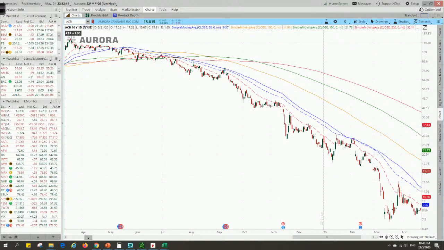Every time it reaches near the 50 SMA, short it down. Reaches 50, short it down. Reaches 50, short it down. That would have been a very good stock to trade, a stock that obeyed price action movements as well, right?